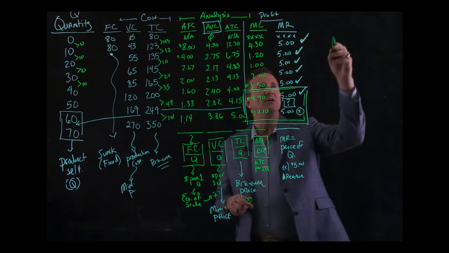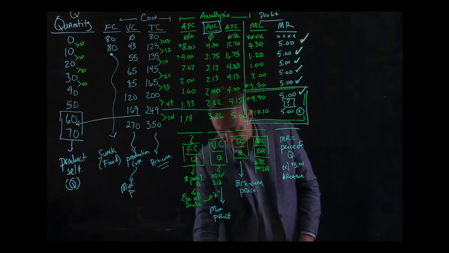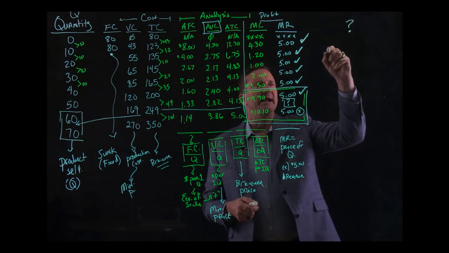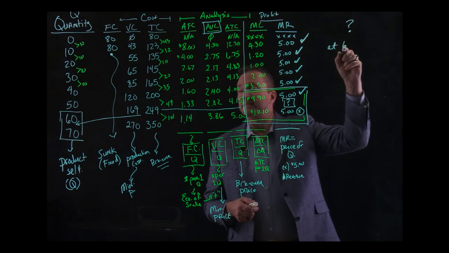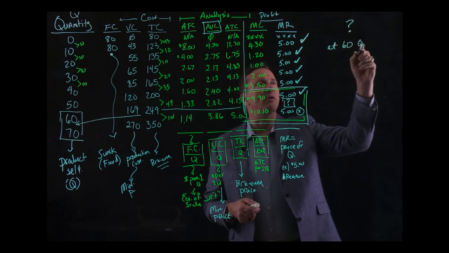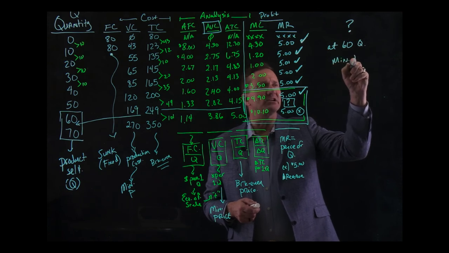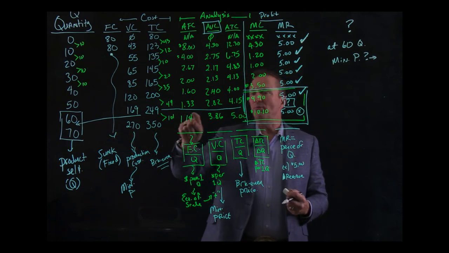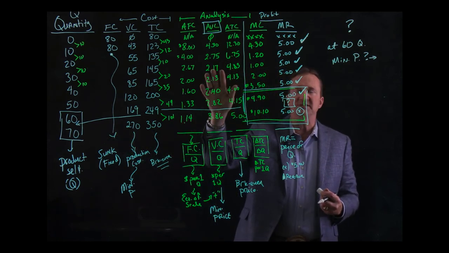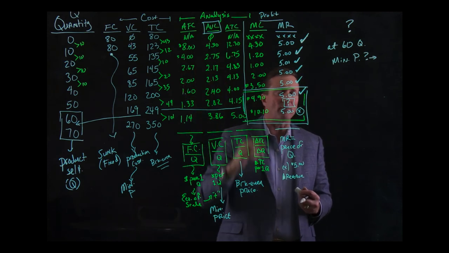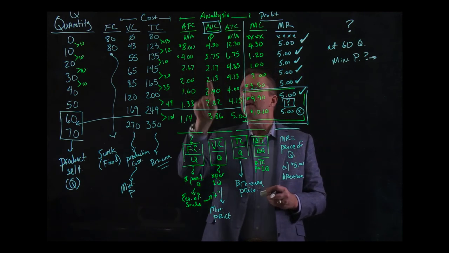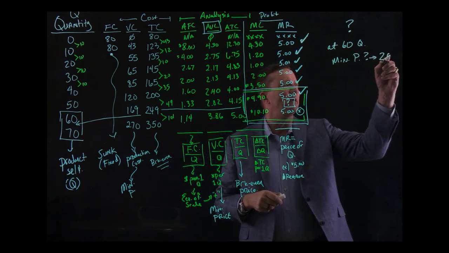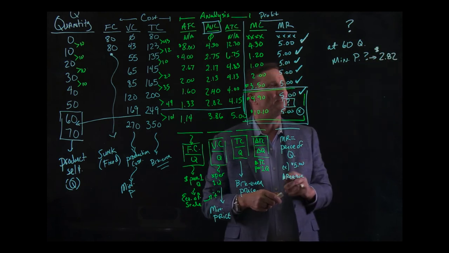There are some common questions to answer. And so let's do those questions like so. What are the common questions to answer? And let's just do them at 60 units of quantity. What is your minimum price that you would take? Well, if you run across here at 60, minimum price is which of these columns? What cost must I cover? Fixed, variable, or am I worried about total here? The answer is going to be variable, and so it looks like that is a price of $2.82. That would be your minimum price.